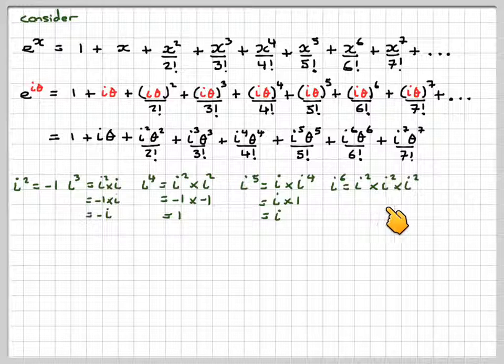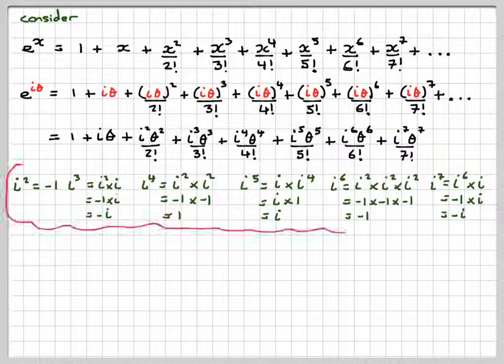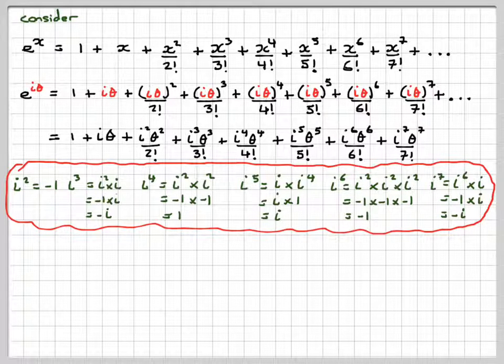i to the 6 will be i squared times i squared times i squared, so that's minus 1 times minus 1 times minus 1, which is minus 1 times minus 1 is 1, 1 times minus 1 is minus 1. And i to the 7 will be i to the 6 times i, which is minus 1 times i, which is minus i. It's sort of a pattern there.